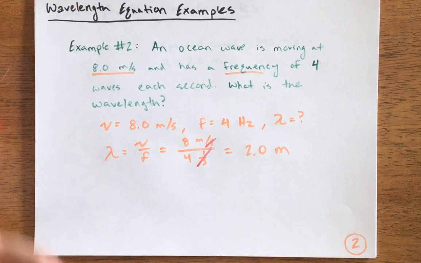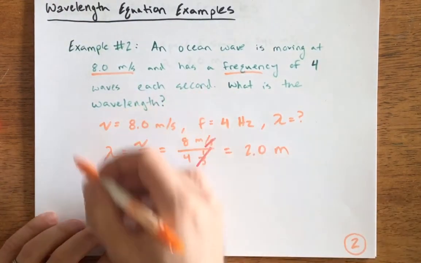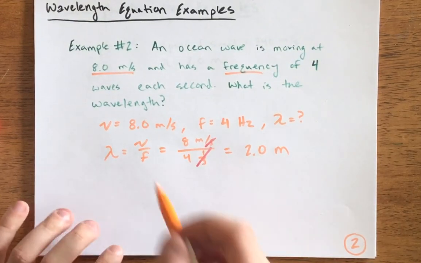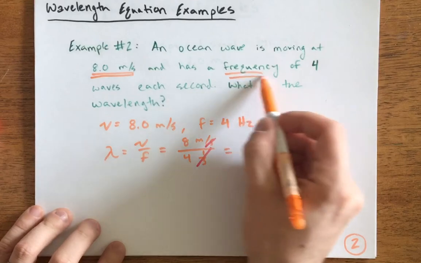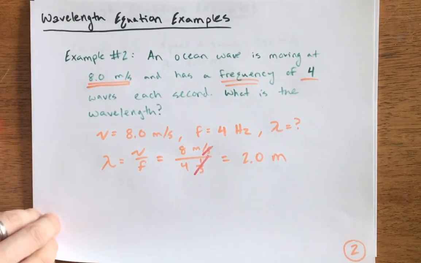Perfect. So another thing that could happen is they could tell you the height of the wave. That would be equal to the amplitude. Amplitude does not appear in this equation, so that would just be extra information. All we needed was the velocity and the frequency of 4 hertz in order to solve this problem. Let's look at one more example.